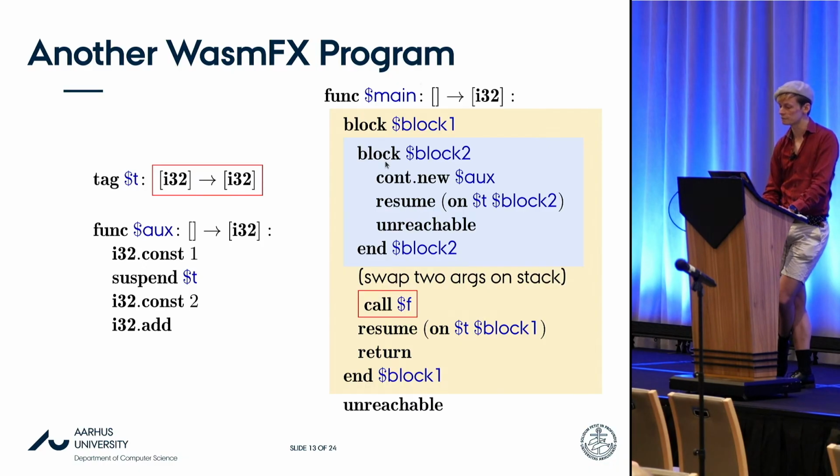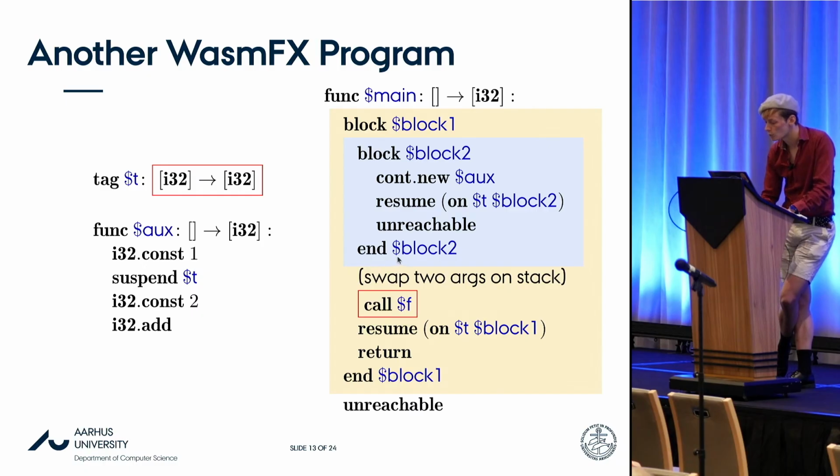So again, my main function is going to create a new continuation corresponding to my auxiliary function, resume it, so I start running it. I put 1 on the stack, I suspend, and this time, when I suspend, I'm carrying that 1 over to my main function. Kind of like when I have an exception, I can sometimes have arguments to that exception. This tag, or this effect, has a tag type that indicates that I am carrying values over.